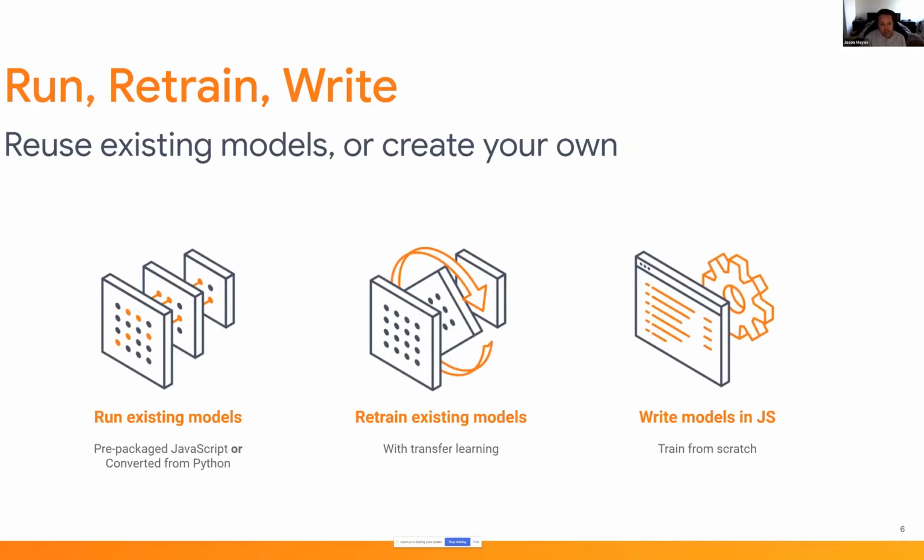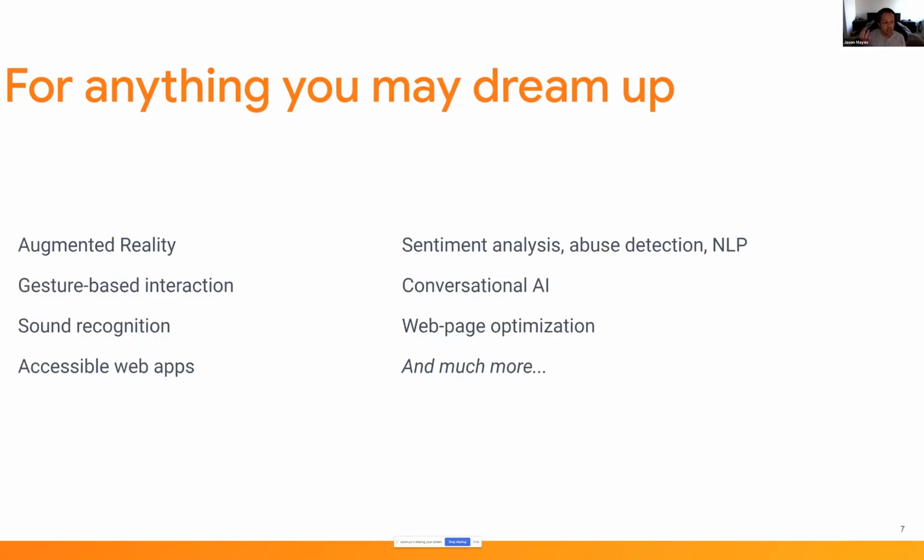Now, with TensorFlow.js, of course, you can retrain via transfer learning, and of course, you can write new machine learning models from scratch if you so desire, just like you do currently in Python if you're already using Python. So no differences there. And that, of course, means you can dream up anything from augmented reality, sound recognition, conversational AI, whatever you want to do, you can also do in JavaScript.